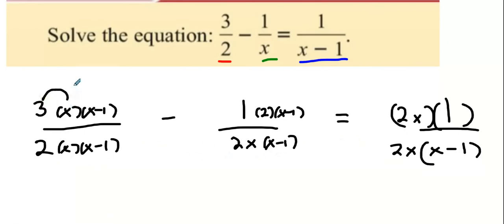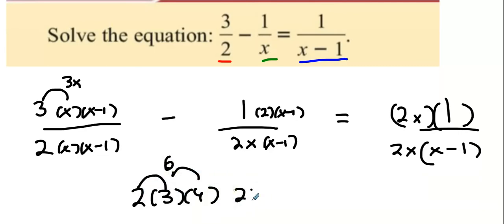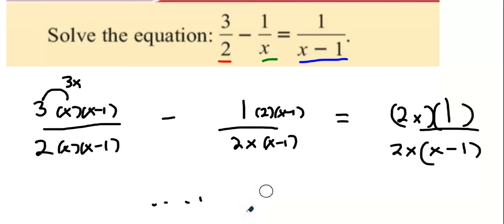So 3 times x is 3x. And then remember, when you're multiplying 3 numbers by each other, imagine I had to multiply 2 by 3 by 4. Just multiply 2 at a time. 2 by 3, 6. Then 6 times 4, 24. So you want to multiply them in order, okay? So 3x, then 3x times x is 3x squared. 3x times minus 1 is minus 3x.